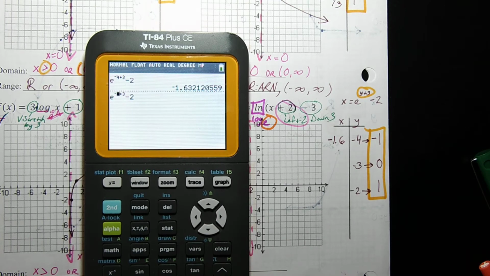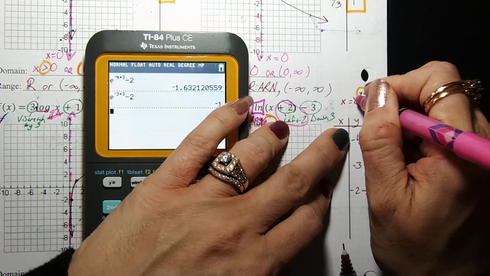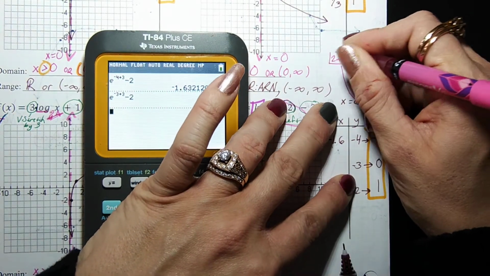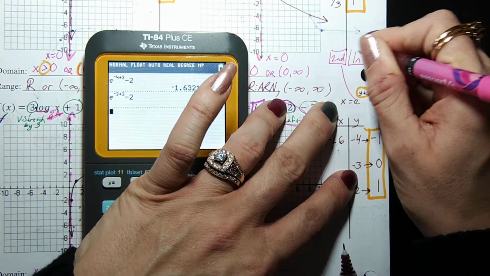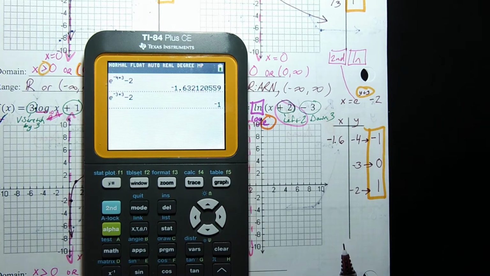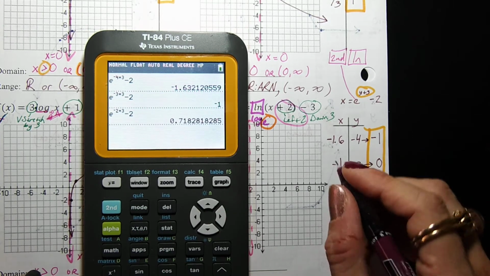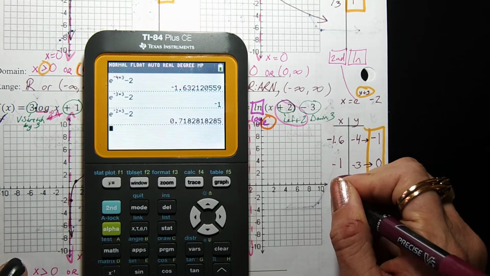Second enter to copy paste. Now we're going to plug in negative 3. Where would e be on the calculator? Second natural log. You know what? We better write that here in the notes. So to get e, second, and then ln. Hit those two buttons, and that will give you e. Second enter is the shortcut that copy pastes. So when I put in negative 3, we get negative 1. Second enter, when we put in negative 2, we get 0.7.